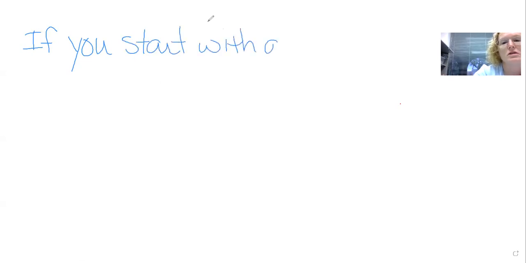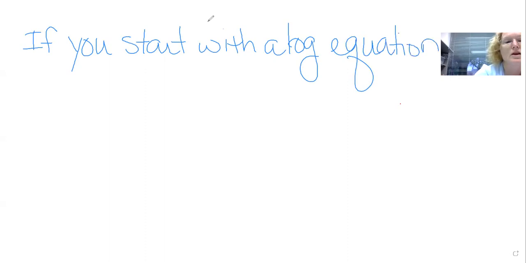If you start with a log equation, so here's our first part of our rule. If you start with a log equation, you must check your answer at the end.